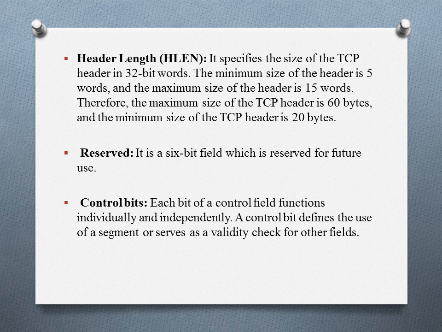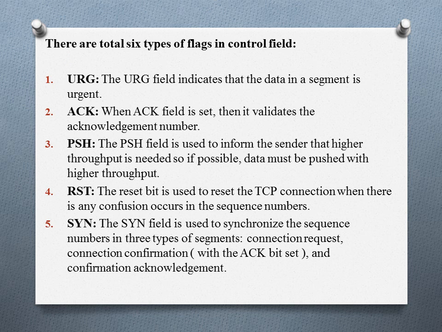Control bits. Each bit of a control field functions individually and independently. A control bit defines the use of a segment or serves as a validity check for other fields. There are a total of 6 types of flags in the control field. The first one is URG, that is urgent. The URG field indicates that the data in a segment is urgent.